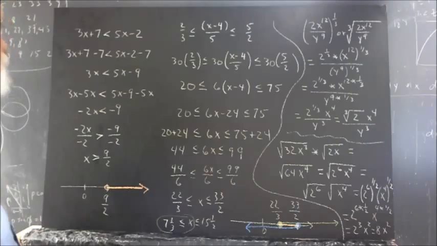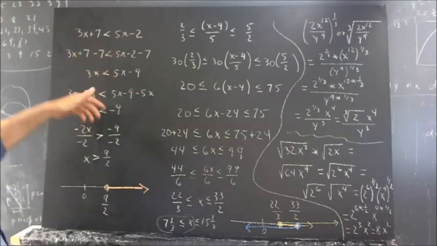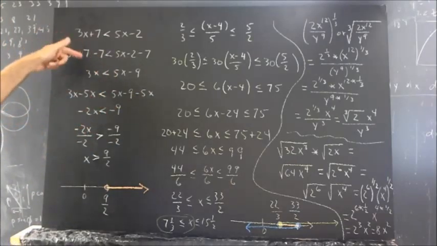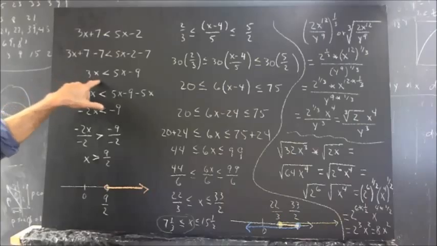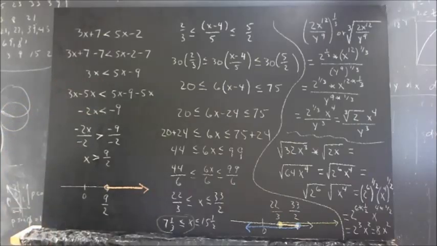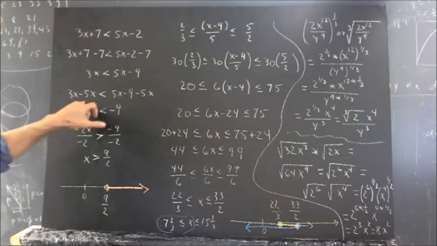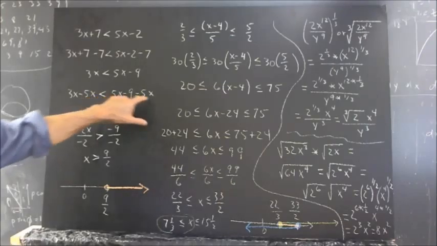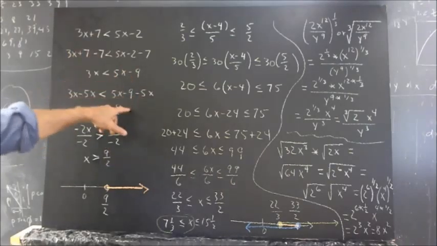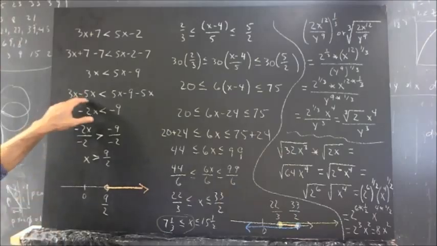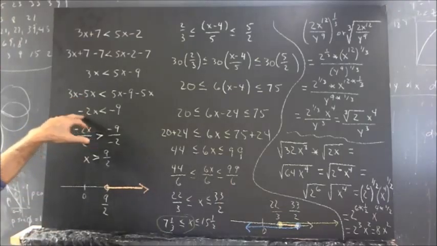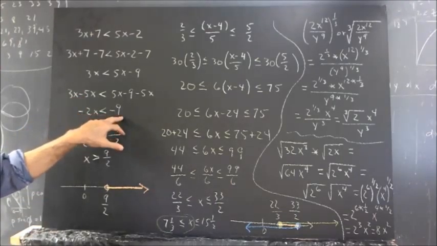What are we going to do? Well, you don't want to add 9 to both sides. That's going to get you away from where you want to be, which is having all your x terms on the left-hand side. So we subtract 5x from both sides. So the 5x minus 5x goes away. We have negative 9. 3x minus 5x is negative 2x, so we have negative 2x less than negative 9.